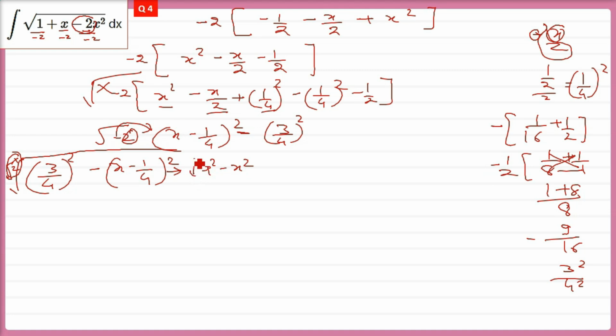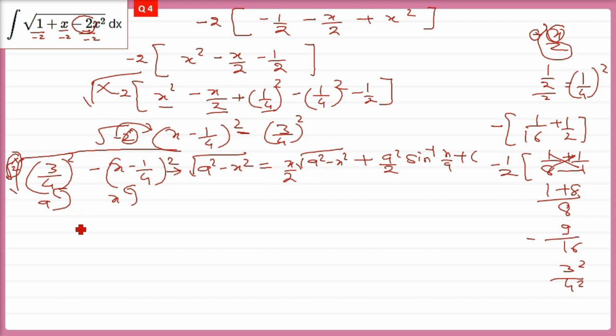So the integral of under root a square minus x square is given by x by 2 under root of a squared minus x squared, plus a square by 2 sine inverse x by a, plus a constant of integration. A you are going to take as 3 by 4 and x you are going to take as x minus 1 by 4. So (x minus 1 by 4) divided by 2 under root. Now this a square minus x square, when it is multiplied by under root 2, it will come as 1 plus x minus 2x square. See, I told you under root 2 is already there. When you multiply this 2 inside, it will give you under root a square minus x square. That's why I have written this.